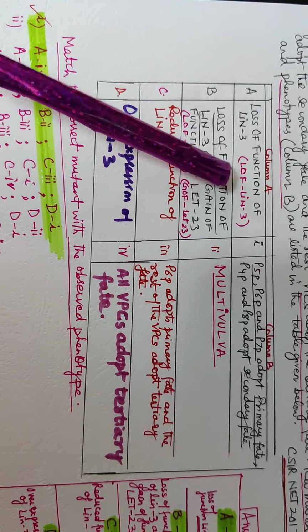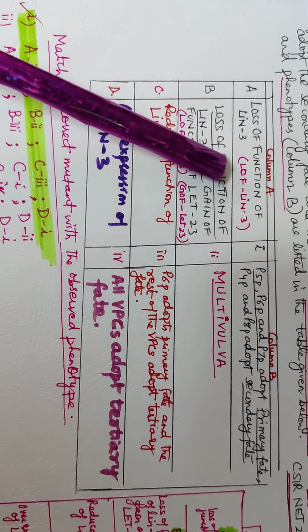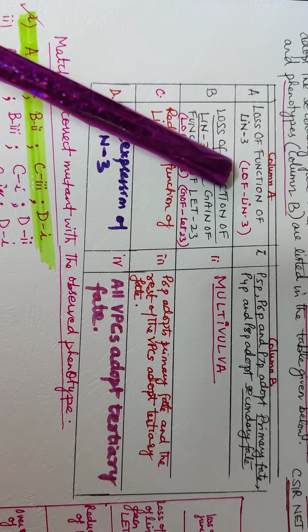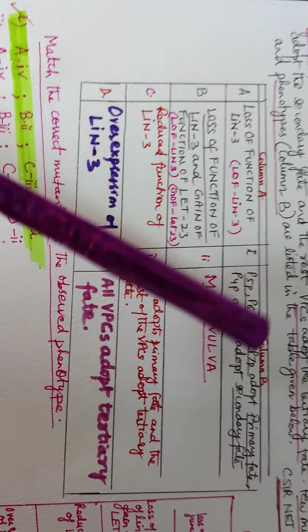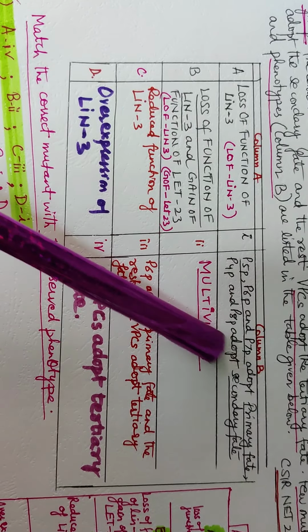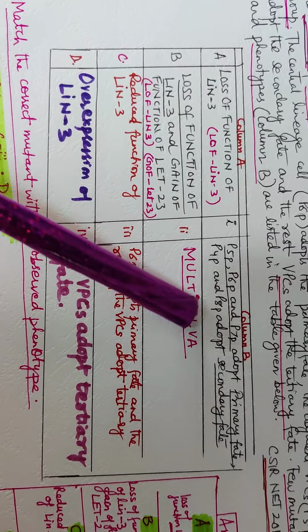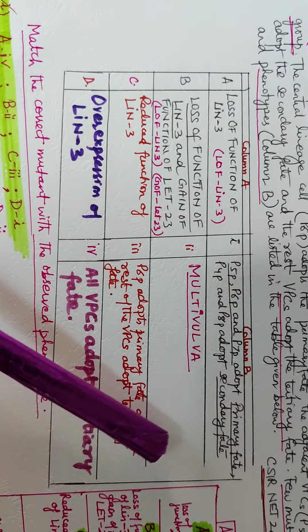Column A, loss of function of lin3. It can also be depicted as LOF lin3, where LOF means loss of function of lin3. In front of it, in column B, it is written: P5.p, P6.p and P7.p adopt primary fate, and P4.p and P8.p adopt secondary fate.